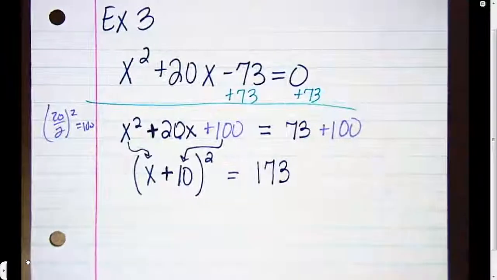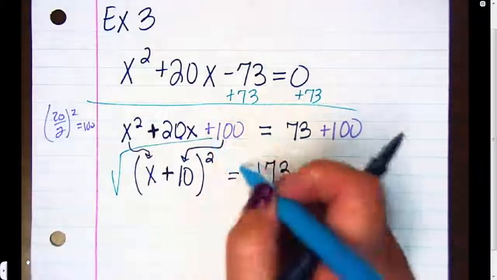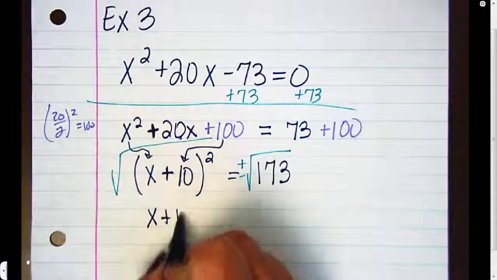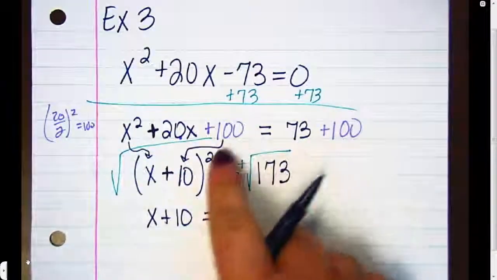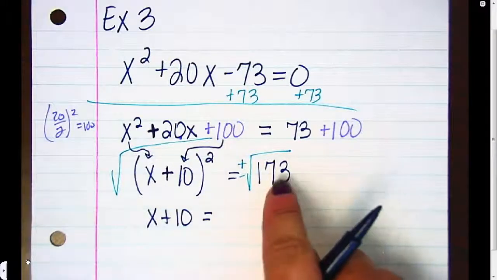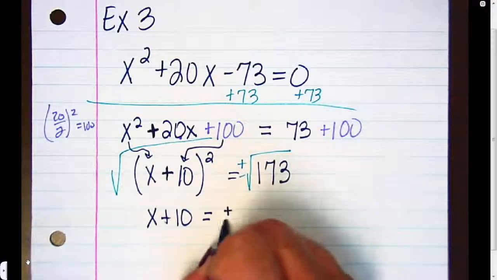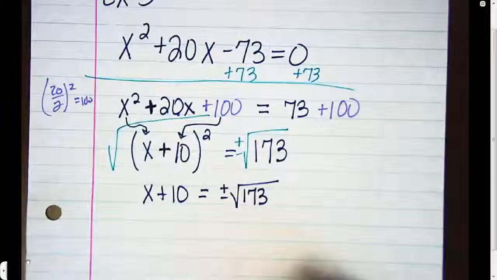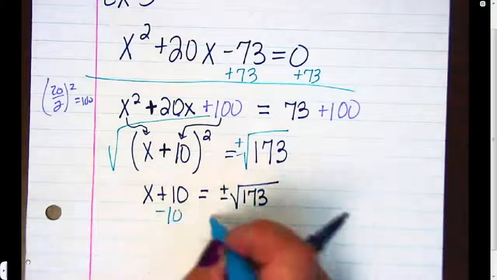Take the square root of both sides. Don't forget plus minus. So I get x plus 10 is equal to, all right, when you type this in your calculator, it does not simplify any further. And our last step is to get x all by itself.